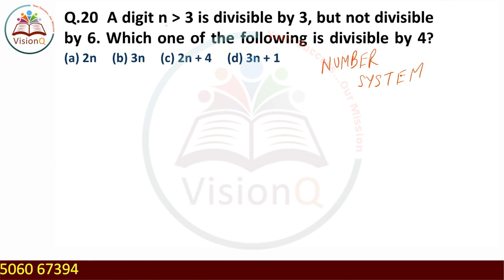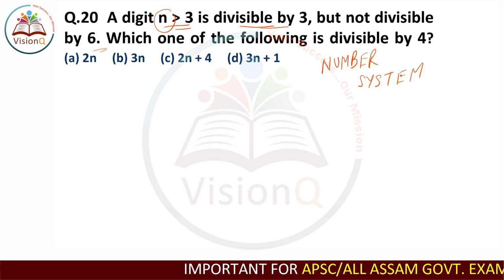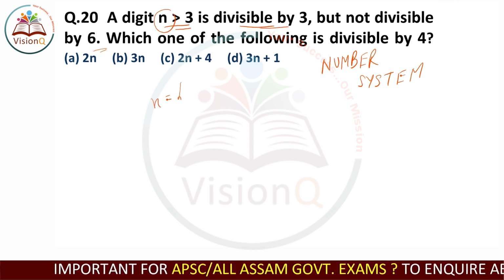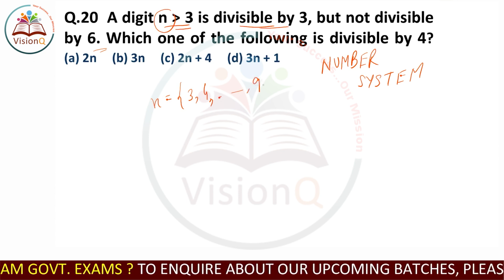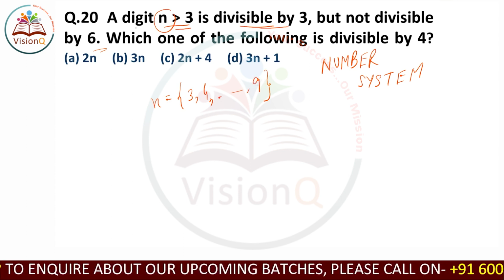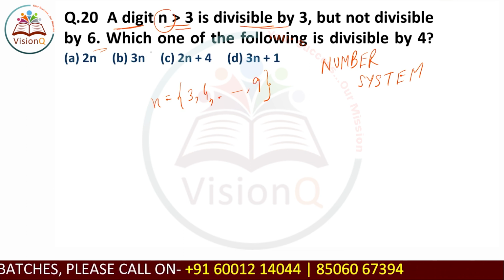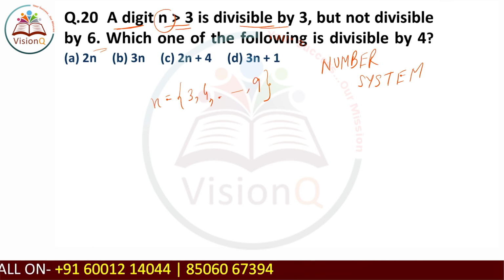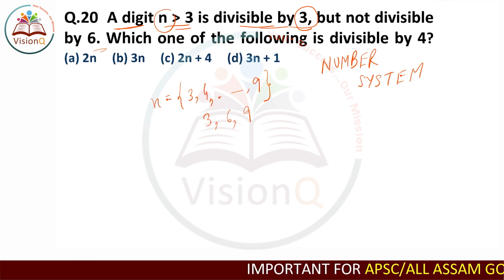A digit n greater than 3 is divisible by 3 but not divisible by 6. So one digit is there which is n. This digit is 3 or a number which is more than 3. The highest possible value of n is 9 because n is a single digit number. That means the possible values of n are 3 till 9. It is given that this number is divisible by 3 but not divisible by 6. Those numbers which are divisible by 3 are 3, 6 and 9.